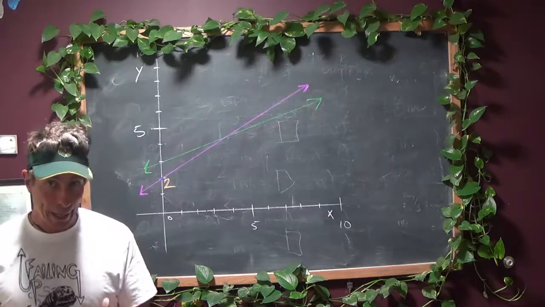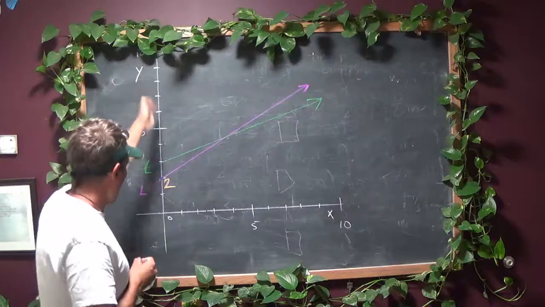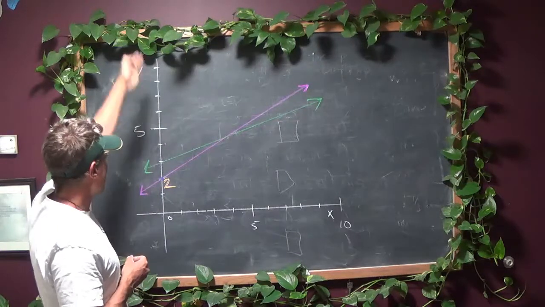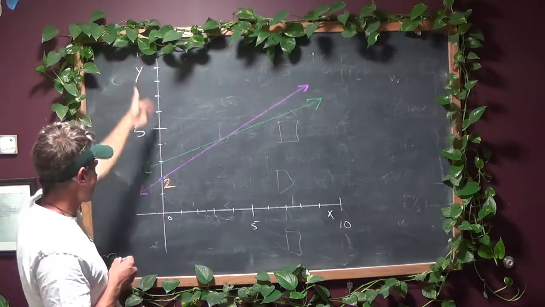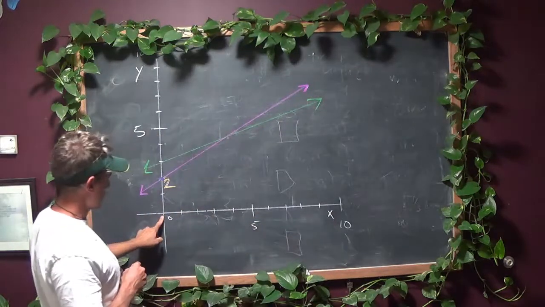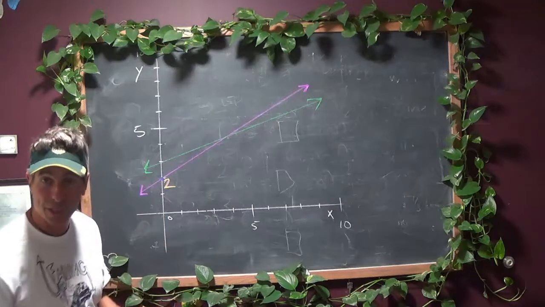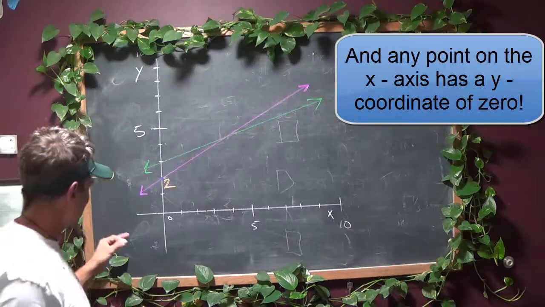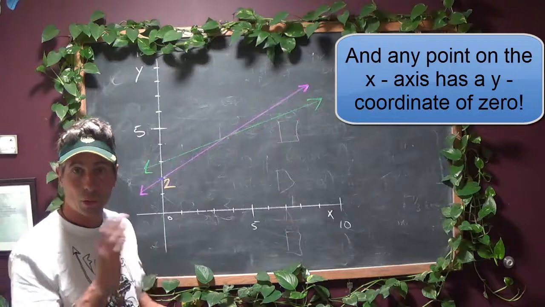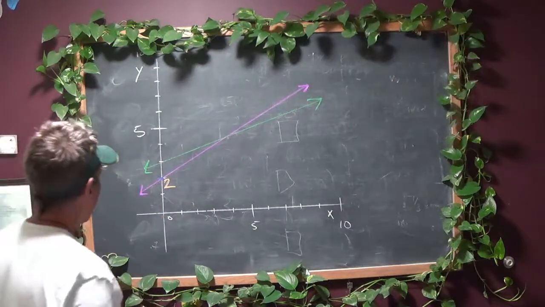Now, remember why. Or remember how come. At the y-axis, any place on the y-axis crosses through an x-coordinate of 0. So whatever the y-coordinate is, the x-coordinate is therefore 0. So that point right there has coordinates 0, 2. We're going to come back to that. We're going to make a table here in a little bit.